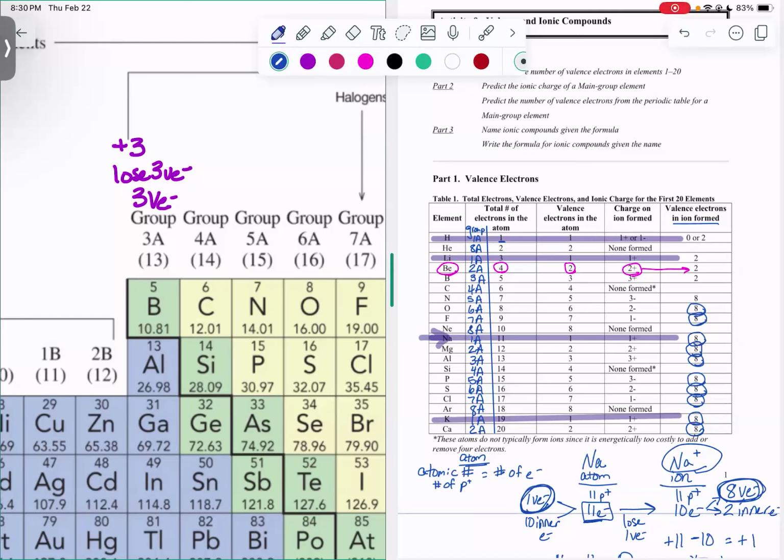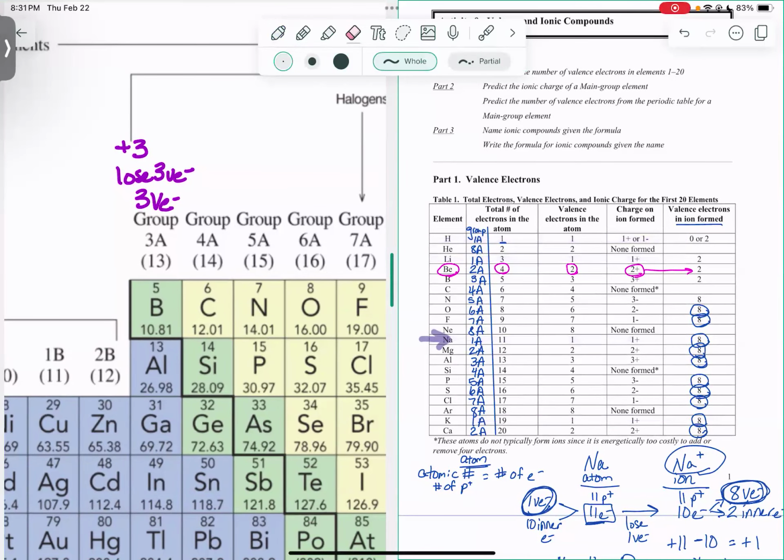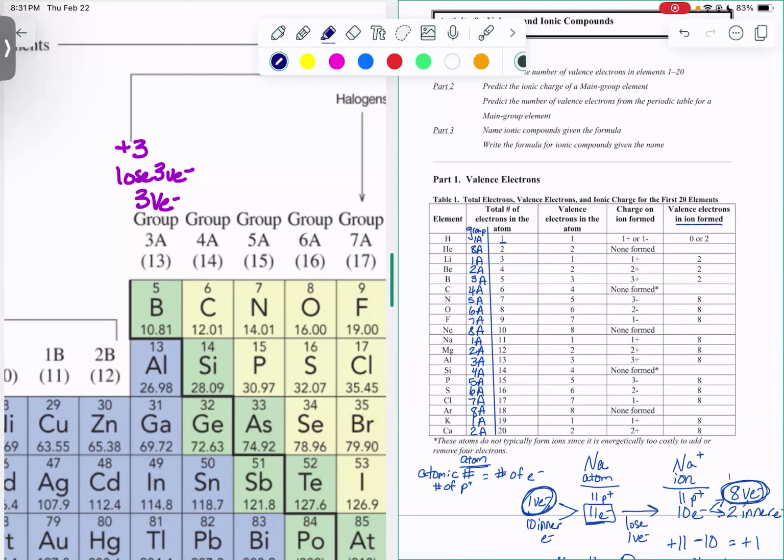All right, group 4. Group 4 is weird. If we come back over here to our table, I want to look at the ones that are in group 4A. So I'm going to highlight them. These are our 2 that are in 4A, carbon and silicon.